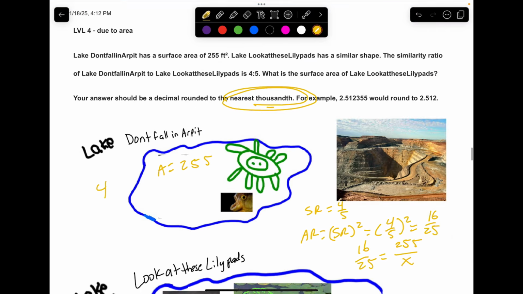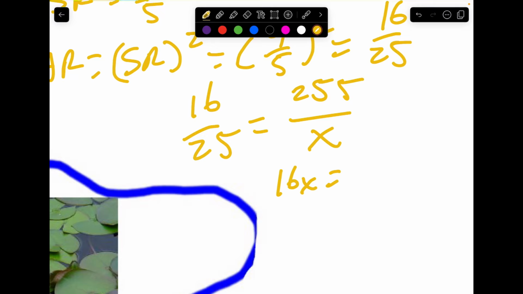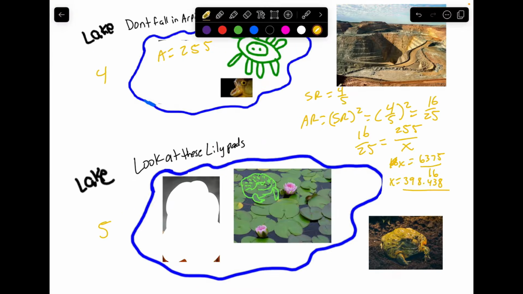Now it does specify somewhere that we are going to round to the nearest thousandths. So I am going to pull up my calculator, but we're going to cross multiply. That would be 16x, because nothing here reduces. 25 times 255 is 6375. And then we're going to divide by 16. And this one specifically asks us to round, so we do need to round to the nearest thousandths. 398.4375, that would be 398.438 if we were to round that to the nearest thousandths. So that's the surface area portion of the question.